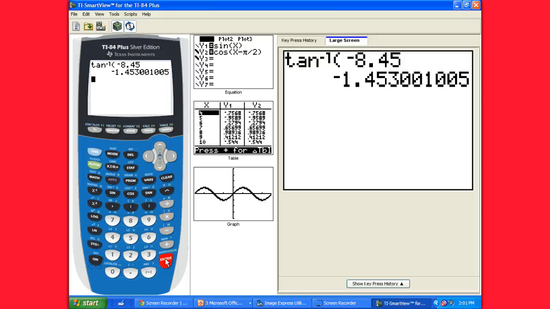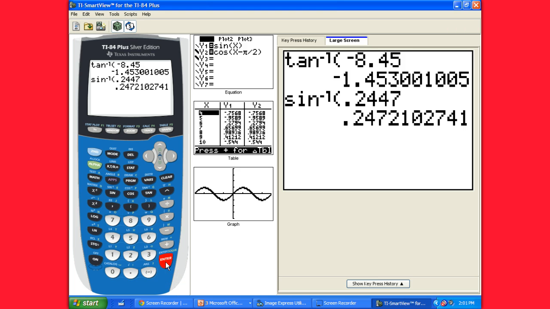All right, second one that they gave us was Arcsin. So second sine will give us our Arcsin of 0.2447. And make sure that you're coming up with that value.